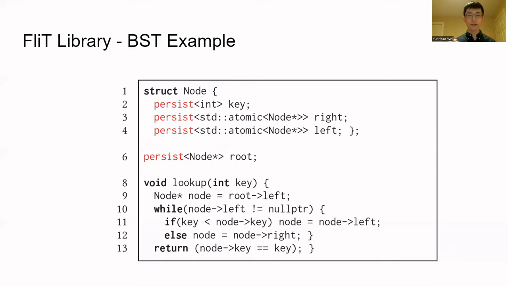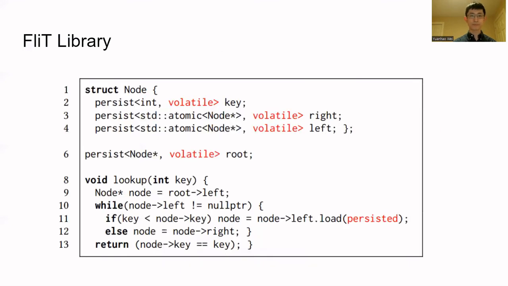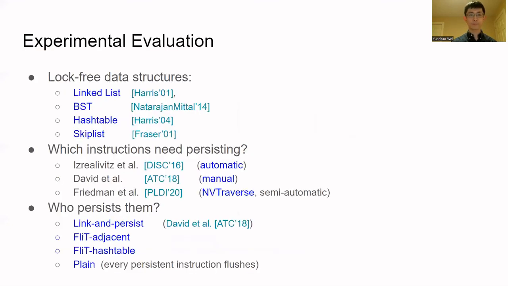A nice thing about C++ is that all racy variables have to be declared as std::atomic types. So our library can easily tell which ones are racy and which ones are not. For racy variables like left and right, we use the FliT counter, but for the non-racy ones, we use a more optimized implementation that doesn't require FliT counters. Note that if you want to write more optimized code, you can set the default behavior of our library to be volatile and then manually specify which operations should be persisted. So for example, in this code, the load on line 11 is persistent and all the other ones are not.